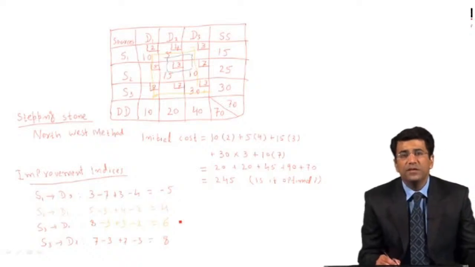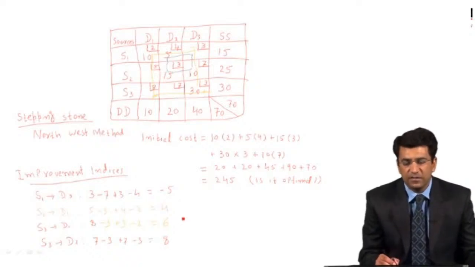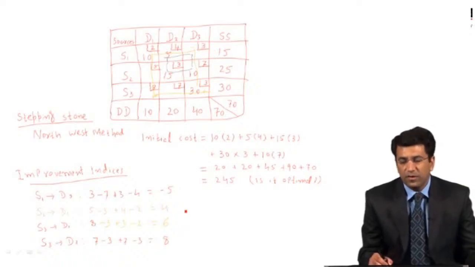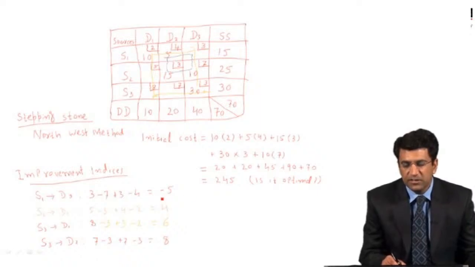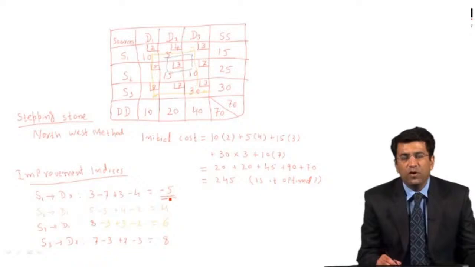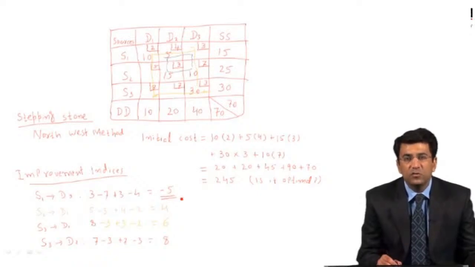So these are the improvement indices for all of our empty cells for this particular table. And again, what is the condition of optimality? If you recall the previous lecture, I told you that all of these improvement indices should be positive. But in this particular case, you can see that this particular value is negative. So we'll have to again use the method of theta.